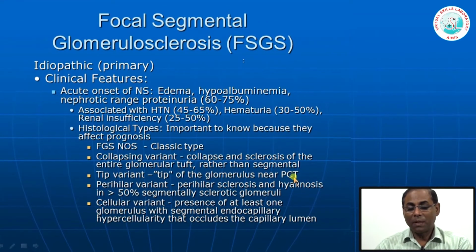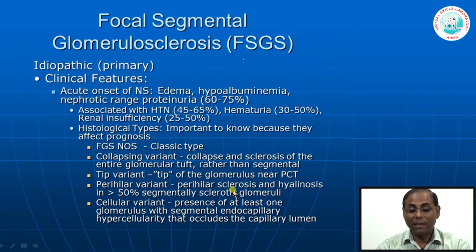The tip of the glomerulus near the proximal tubule shows segmental sclerosis. Now, this variant is prognostically very good. In fact, among all the variants of FSGS, the tip variant usually does not progress towards renal failure, and it behaves in a much more benign way. So, that is why when we try to diagnose FSGS, if there is a tip variant, we always mention it very clearly. Then there is the next variant, that is the perihilar variant.